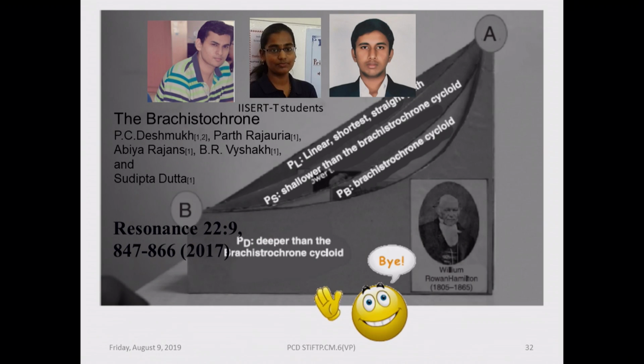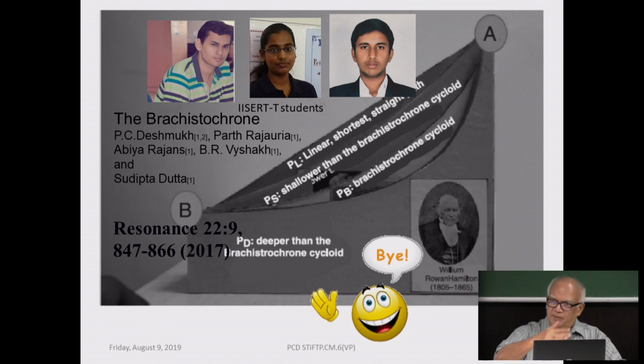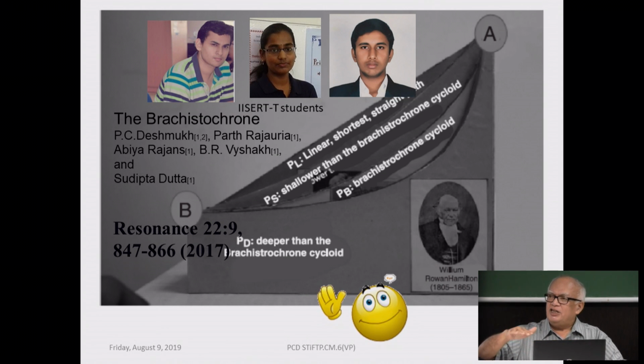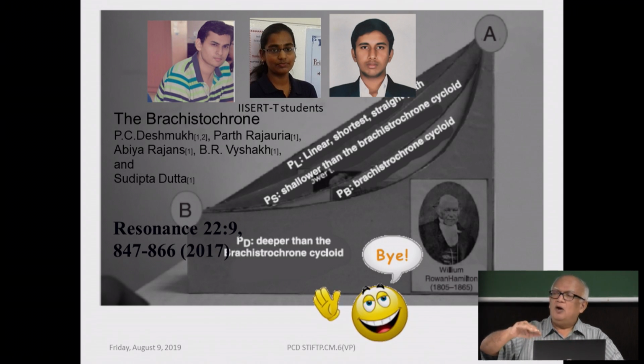So we fabricated 4 shapes. One was a straight line, one is along the Brachistochrone, okay, which is the equation to the cycloid, one which is slightly shallower than the cycloid, and one that is somewhat deeper than the cycloid. And you can do this experiment.